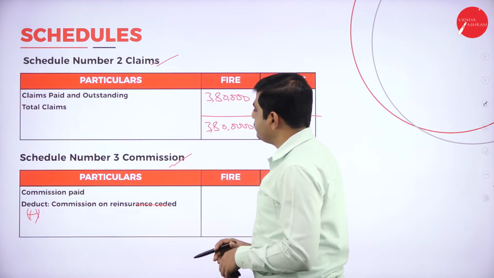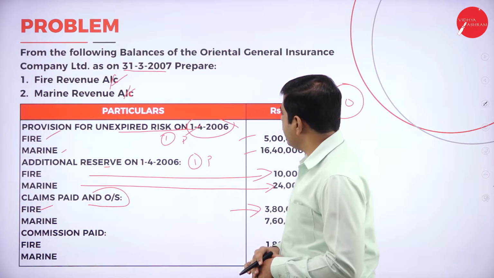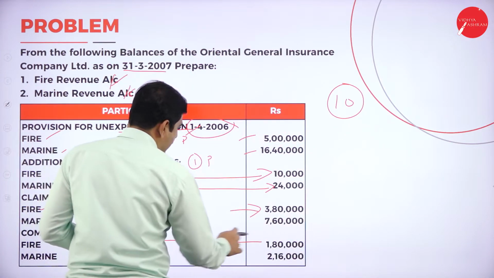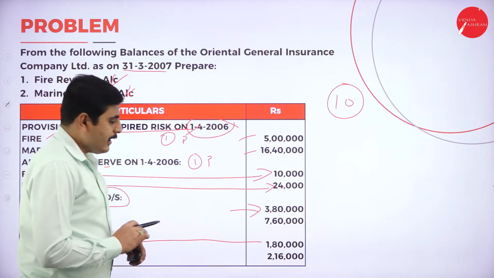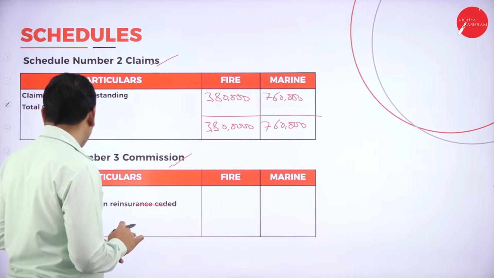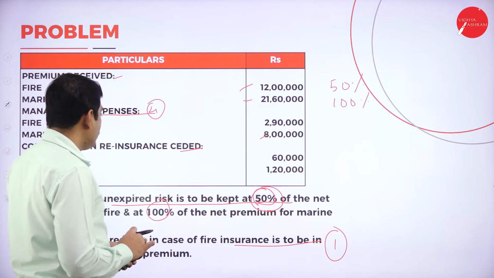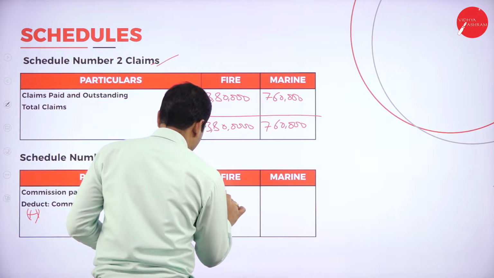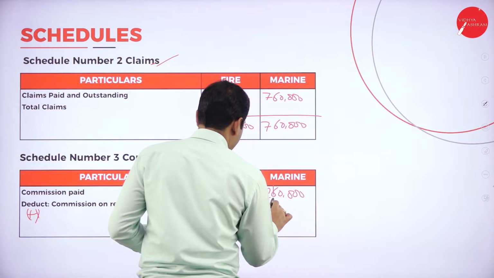Now let's go to schedule number 3, commission. Is there anything related to commission here? Yes, we have commission paid. For fire we have paid 1 lakh 80,000. For marine we have paid 2 lakh 60,000. Again, let's add it here. So commission paid is 1 lakh 18,000 for fire and 2 lakh 16,000 for marine.